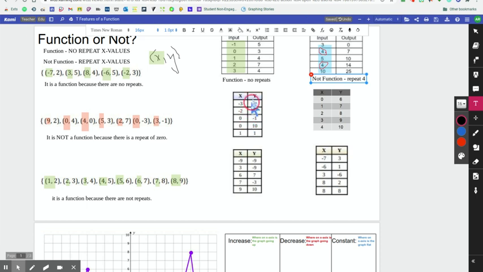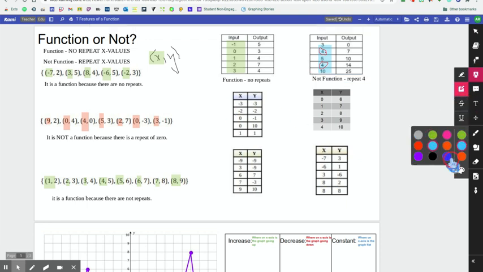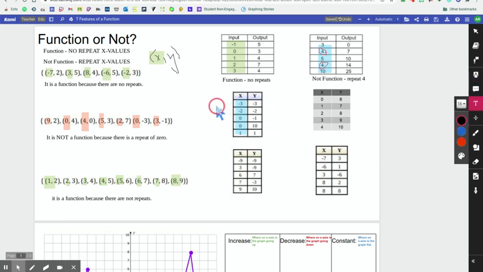What about our next table over here? The, I don't know, or middle left. What about this guy? Why not? That's right. So this is not a function. Repeat zeros.